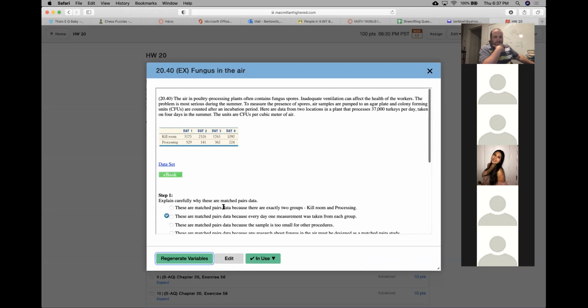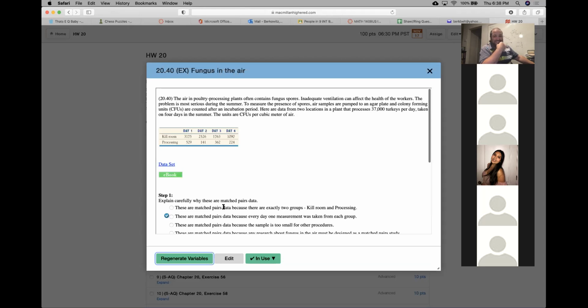So the air in poultry processing plants often contains fungus spores. Inadequate ventilation can affect the health of the workers. The problem is most serious during the summer. To measure the presence of spores, air samples are pumped into an agar plate, and colony-forming units are counted after an incubation period. Here are data from 2 locations in the plant.